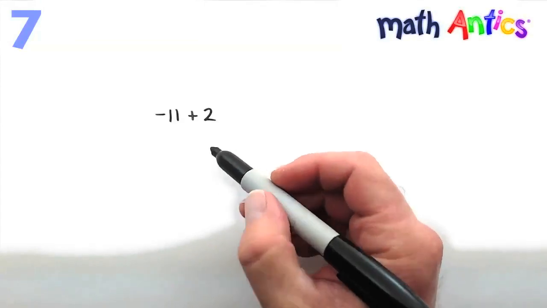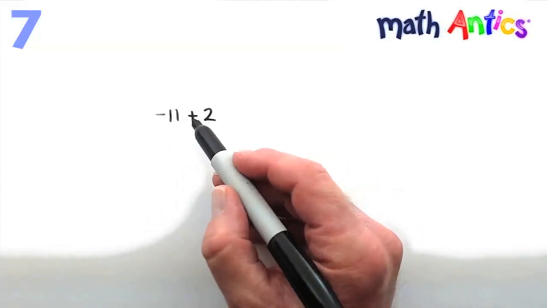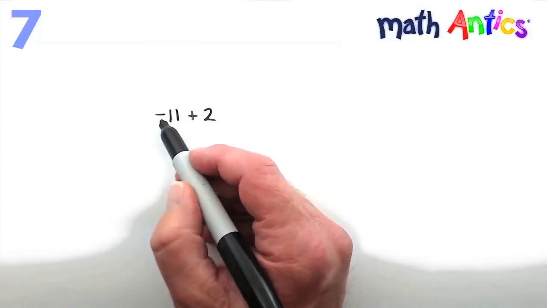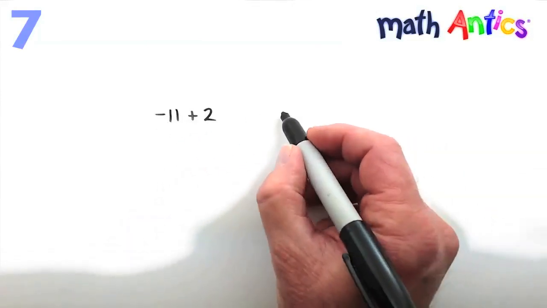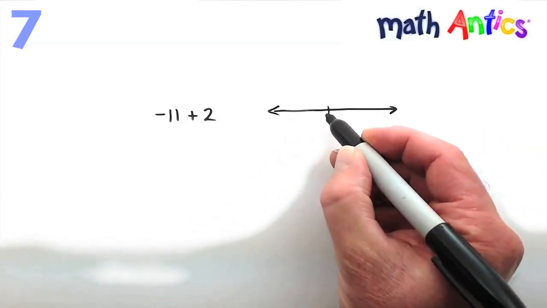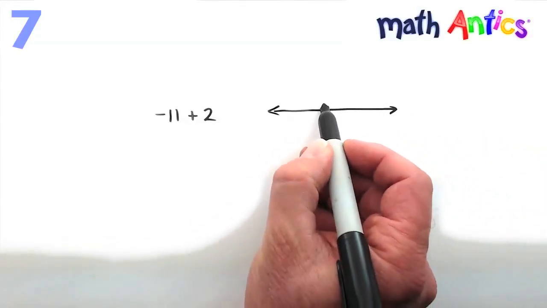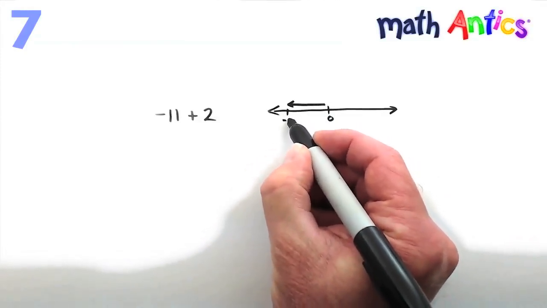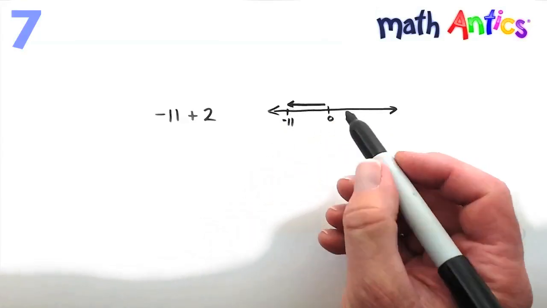In our next problem, we have negative 11 plus 2. So in this case, we're starting with a negative number again. We're starting with negative 11. Let's put that on our number line here. We'll start on the negative side of the number line with a pretty big negative number, negative 11 here. So we'll draw kind of a long arrow. This will be negative 11. That's where we're starting with, this negative.